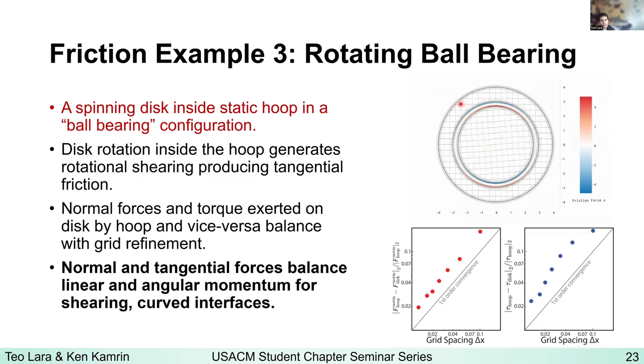And there also should be a torque balance in the torque exerted by the frictional forces on the hoop and the disc. Those should also balance, right? Our friction should not add any net torque. And indeed, as we refine our grid, we observe first order convergence towards both the normal force agreement and the torque agreement, right? So we have normal and tangential force balance. We have convergence as we would expect for these shearing curved interfaces.